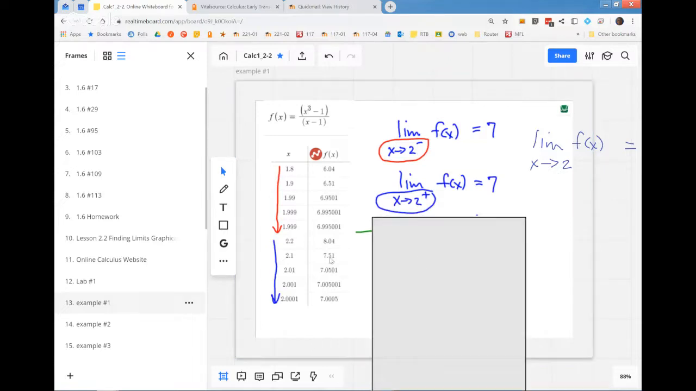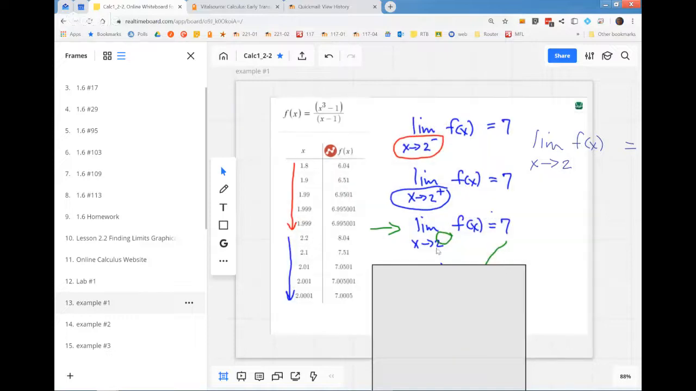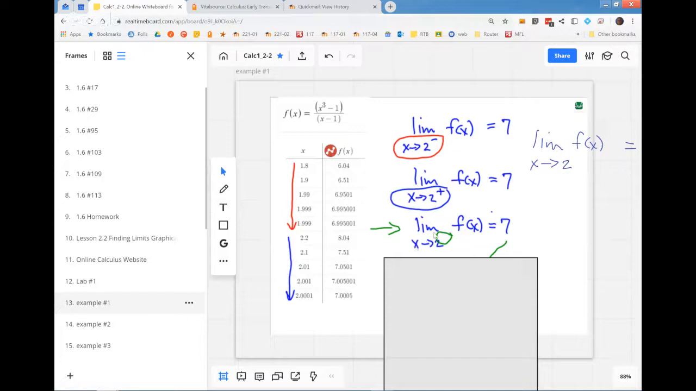And then in the blue, that's saying the limit as x approaches 2 from the right, that's a right-hand limit, and that's also 7. The first thing we're going to learn about limits is that when the left and the right-hand limits agree, then that is the limit. Notice on this one I don't have any sign, it just says the limit of f of x as x approaches 2. So when the left-hand limit and the right-hand limit agree, then the overall limit is that agreement, 7.